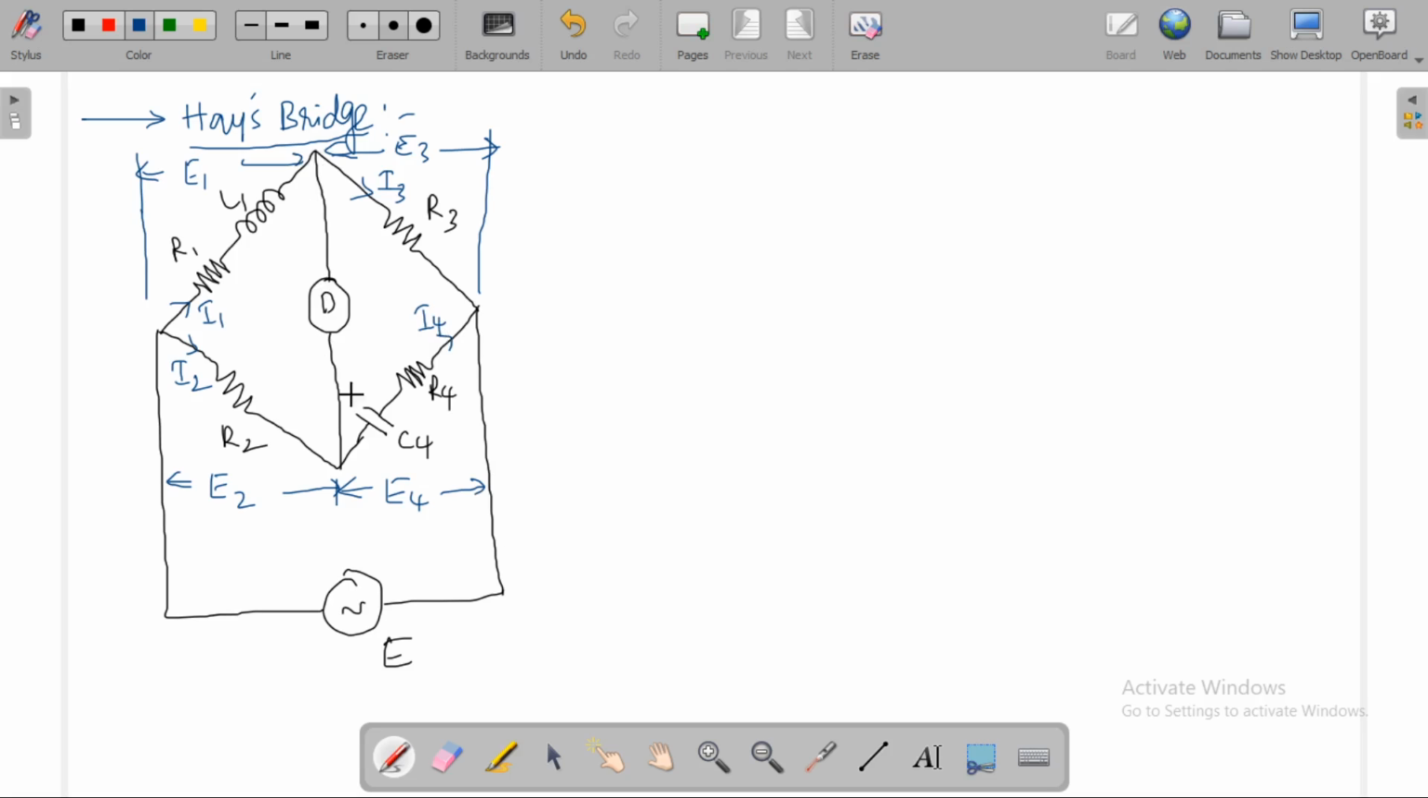When no current is flowing through this detector, then the bridge is said to be balanced. These two are variables in this bridge, C4 and R4. In case of Maxwell's inductance capacitance bridge, these two are in parallel, whereas in case of Hay's bridge, these two are in series.